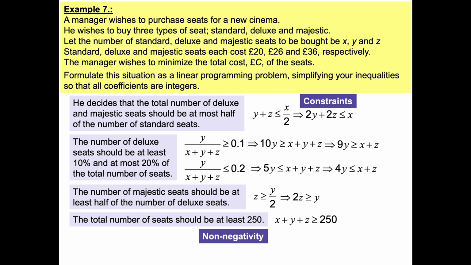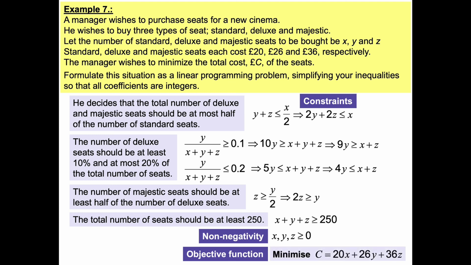Now, non-negativity: obviously you cannot buy negative numbers of seats, so x, y and z must all be greater than or equal to 0. For the objective function, what he wants to do is to minimize the cost, and because you know how much each of the seats costs, 20 times x, 26 times y and 36 times z, the sum of this is the cost that you want to minimize. And this is the whole problem.